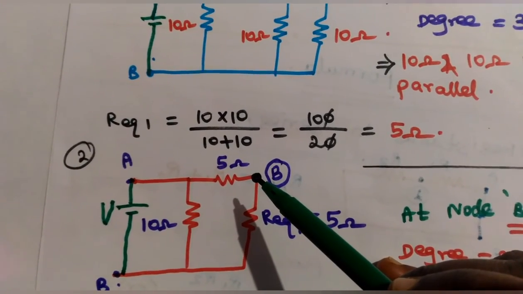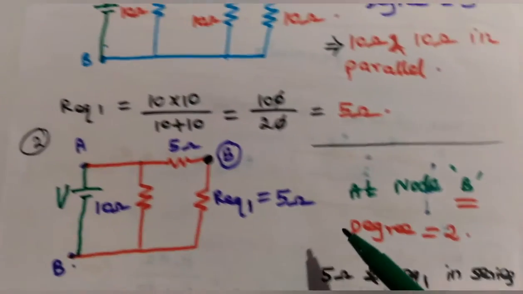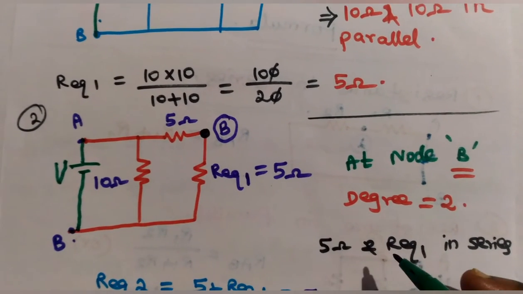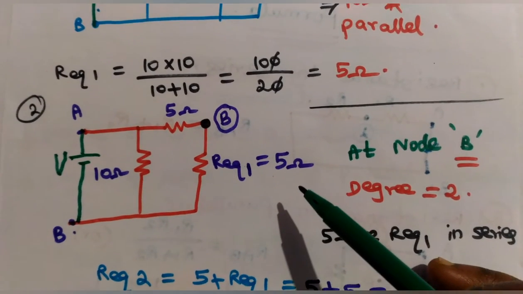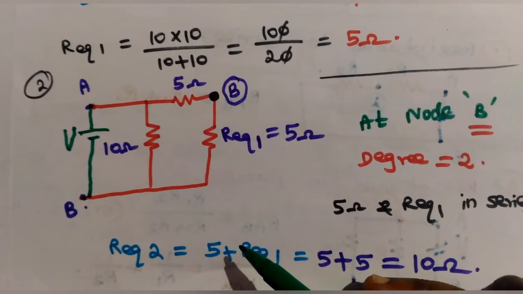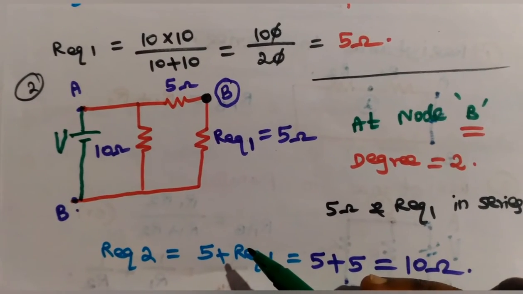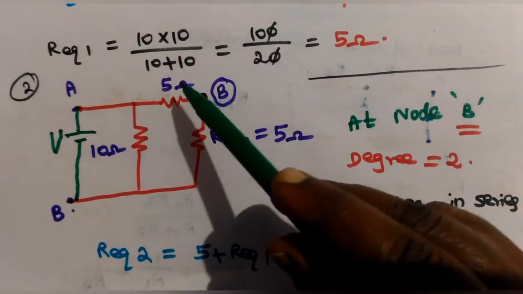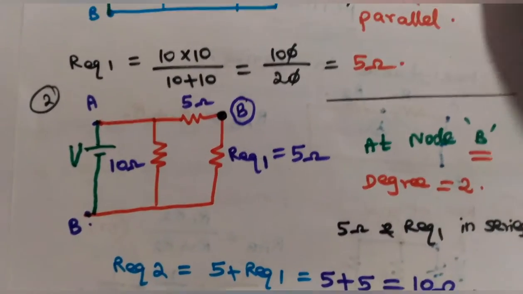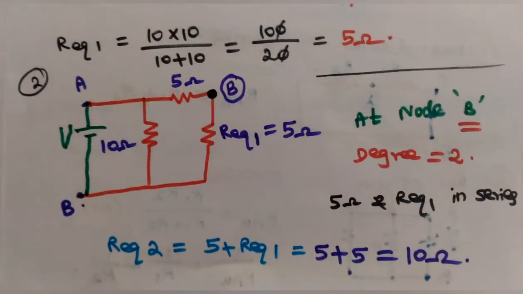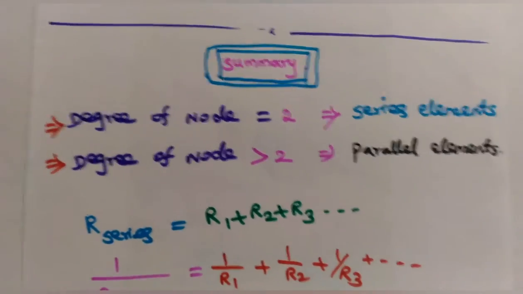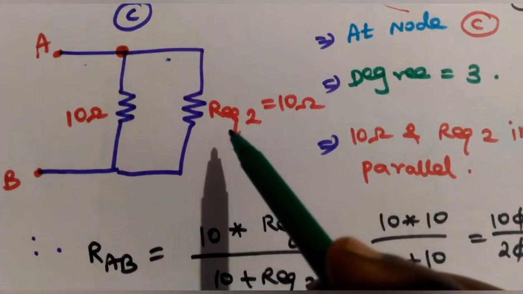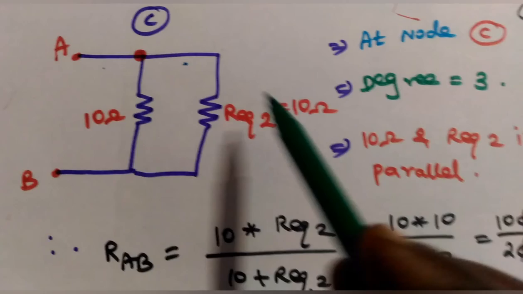So here at the node B, the degree of the node is what? 2. So if the degree of the node is 2, the elements at the node are connected in series, that is, the 5 ohms and R equivalent 1, 5 ohm resistances are in series. The series combination is nothing but just adding the particular resistances at the node B. So the second equivalent resistance is equal to 5 plus 5, equal to 10 ohms. After simplifying the series combination of the resistances, the value will be like this: the second equivalent resistance will be 10 ohm, 5 plus 5, 10 ohm, and this is another 10 ohm.